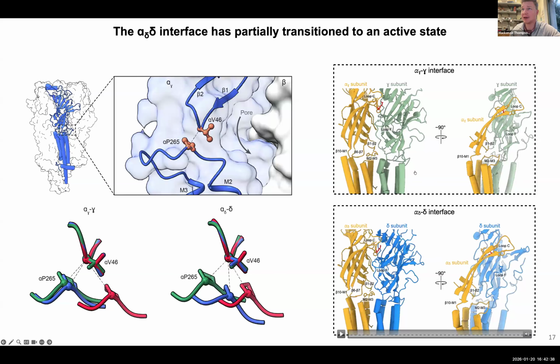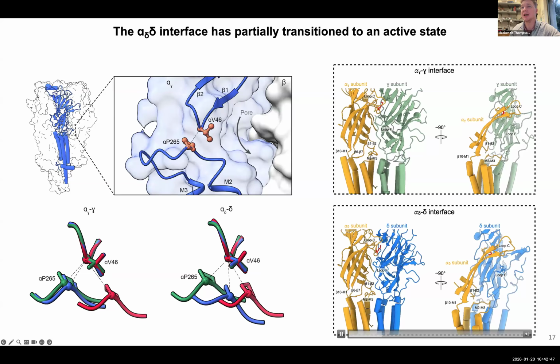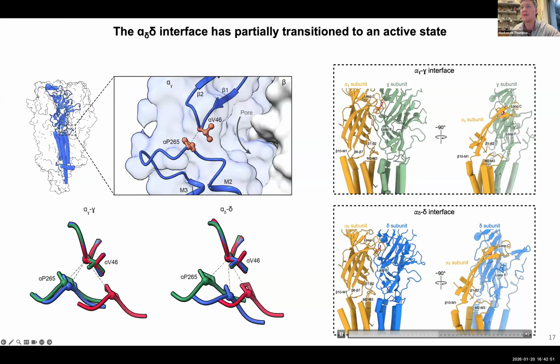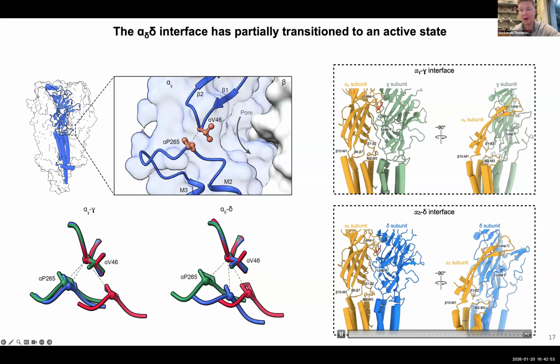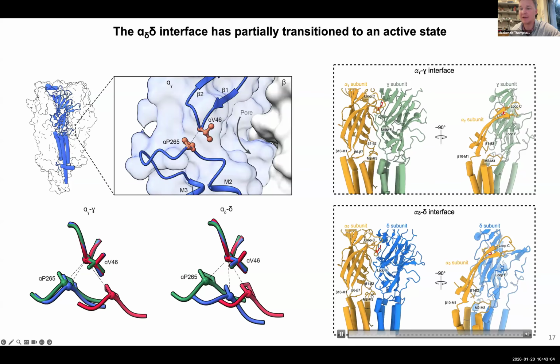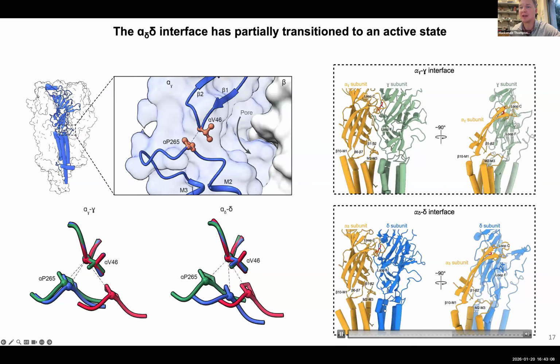We can view this on the left. If we look at the alpha gamma interface first, you see initially a movement of loop C and a concurrent motion of this proline away from the pore, and then not much motion as we go from the monoligated to the diligated state. In the alpha delta interface, on the other hand, you see no motion in the binding site, but this subtle priming of the M2-M3 interface loop before you get full activation.